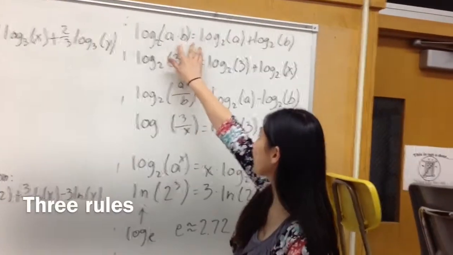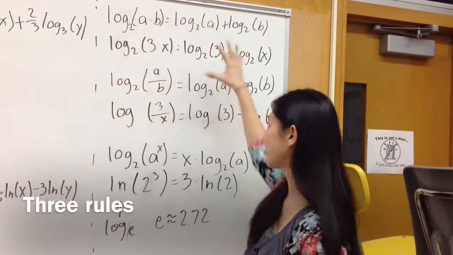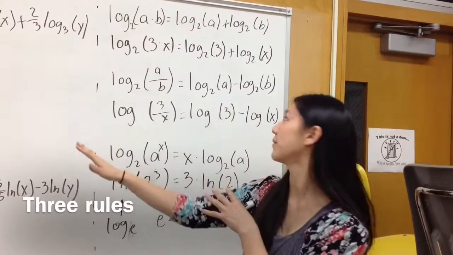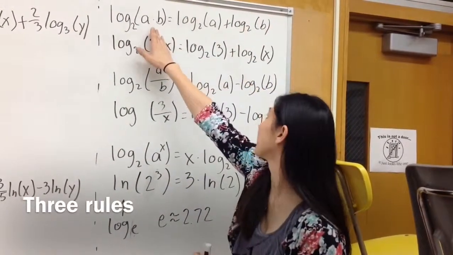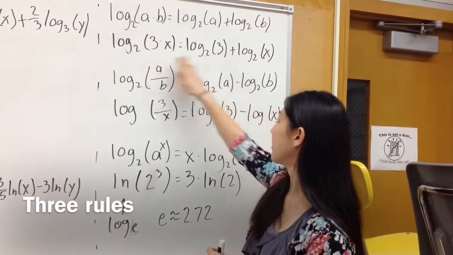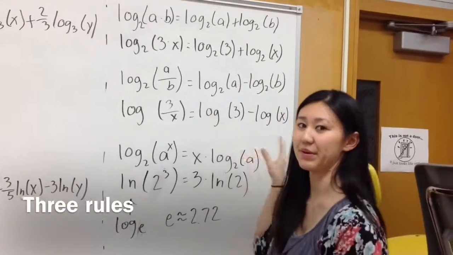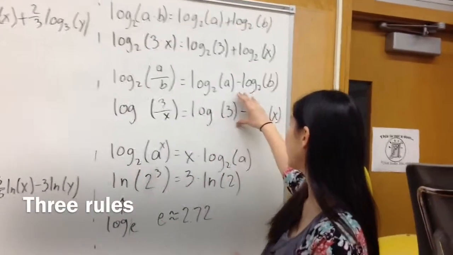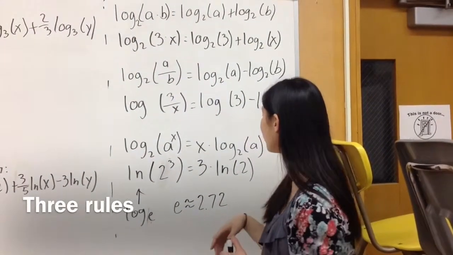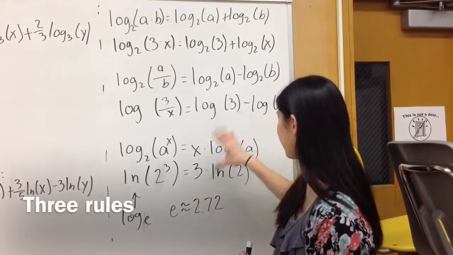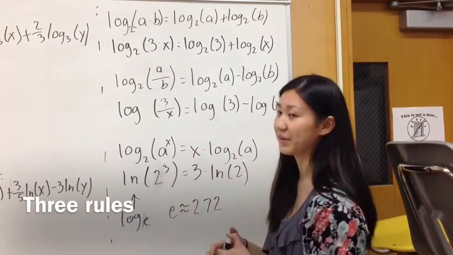So remember, our first rule was right here. We went from the left side to the right side, but now we're going to go the opposite way. So we're going to go from adding on the outside to multiplying on the inside. And then here, this is our second rule, right? So we're going to go from subtracting on the outside to dividing on the inside. And our last rule was having something multiplied out in the front, and that's going to go in the exponent.